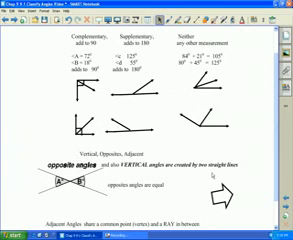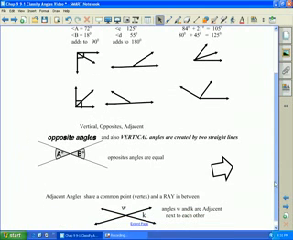Opposites are equal. Now, vertical angles, they don't have to be equal, but they basically are two angles that share two straight lines. So here we go. We have our angle A and our angle B. In this case, they are vertical.